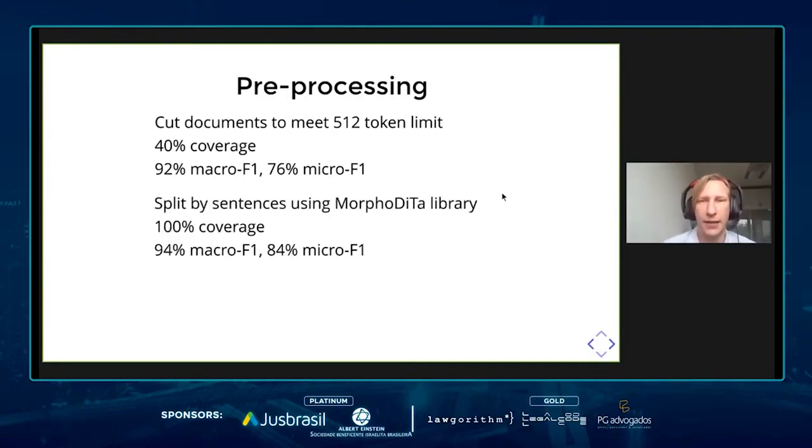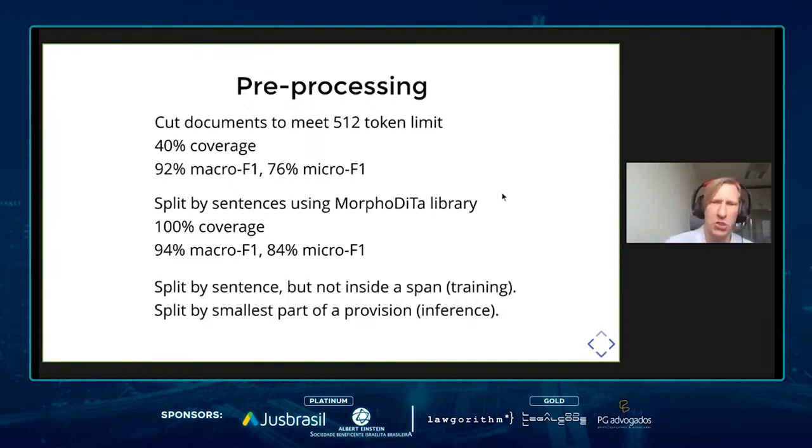So the second approach, we split the sentences using a library devoted to Slavic languages. So it gave us 100% coverage. And in these preliminary experiments, we observed 94% macro F1 and 84% micro F1, which was still too low for our expectations. So we have devised more sophisticated pre-processing. We split by sentence, but not inside a span.